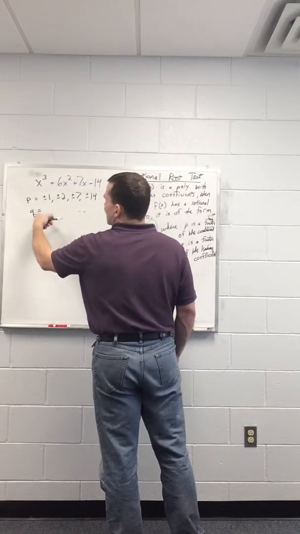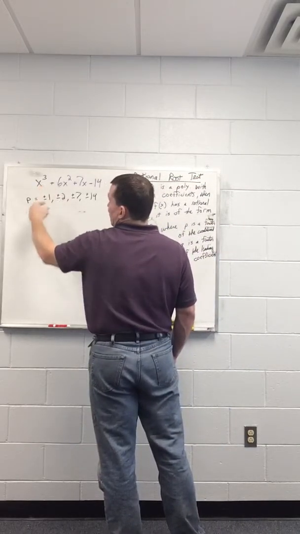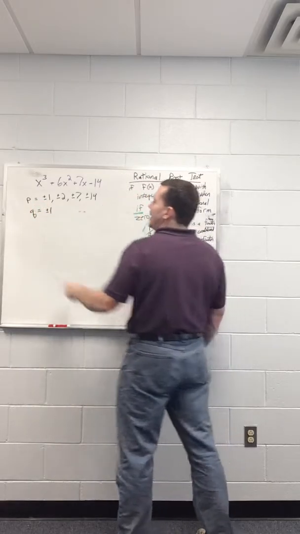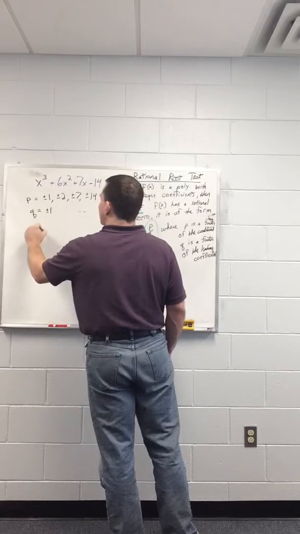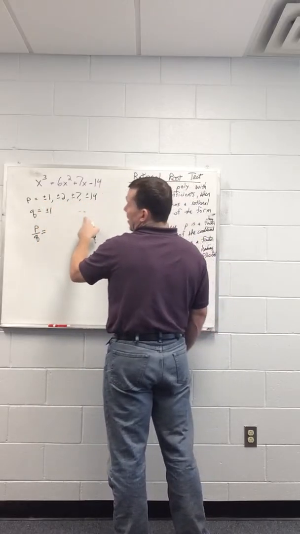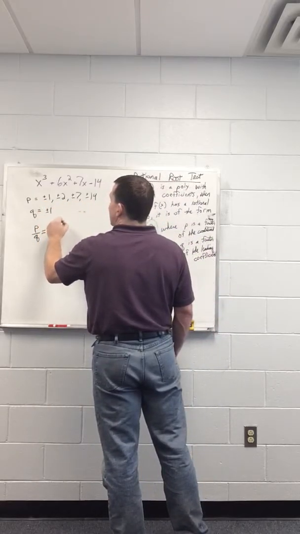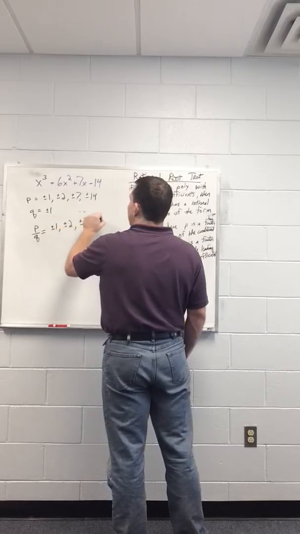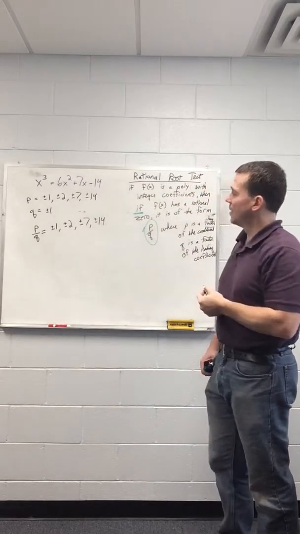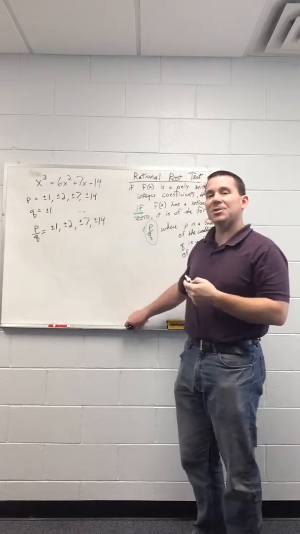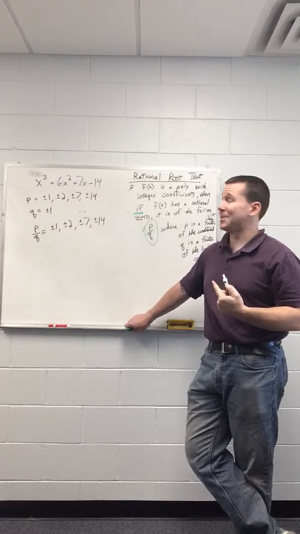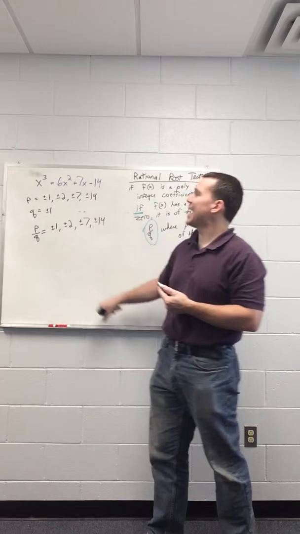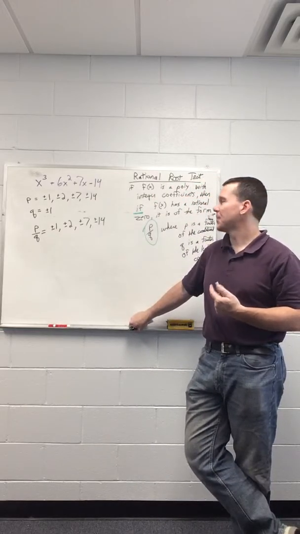What are the possible values of q? The only factors of 1 are plus or minus 1. Now my possible p over q's, I do all of these divided by all of those, which in this case is plus or minus 1, plus or minus 2, plus or minus 7, or plus or minus 14. Which means I have 8 potential rational zeros. I'm not going to take the time to do this right here, but you would then plug all 8 of those into that and see if any of them give you 0.